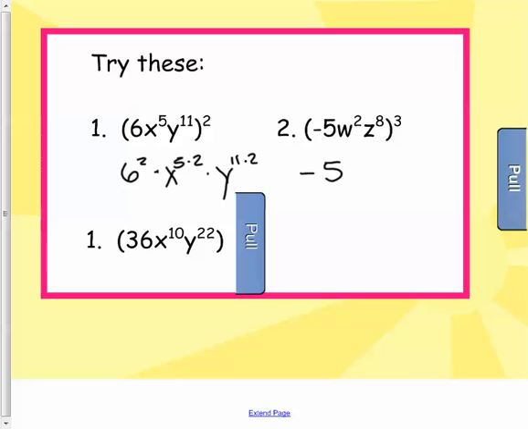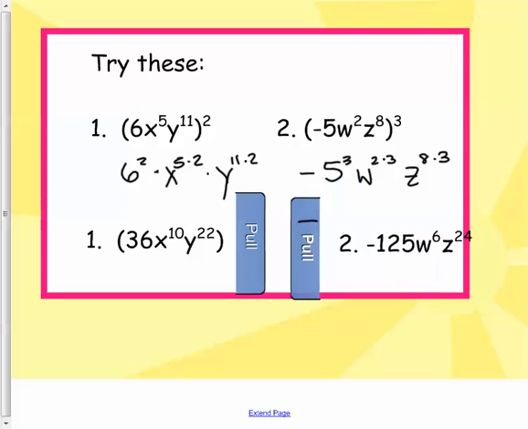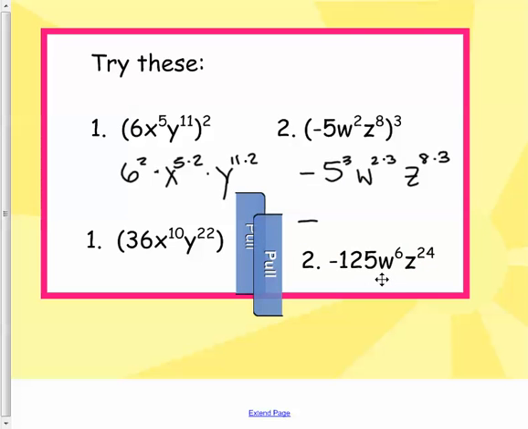Here, I'm going to first cube the 5 and then bring down my negative. And then I'm going to cube the w squared. And then I'm going to cube my z to the 8th, which gives us negative 125 times w to the 6th times z to the 24th.